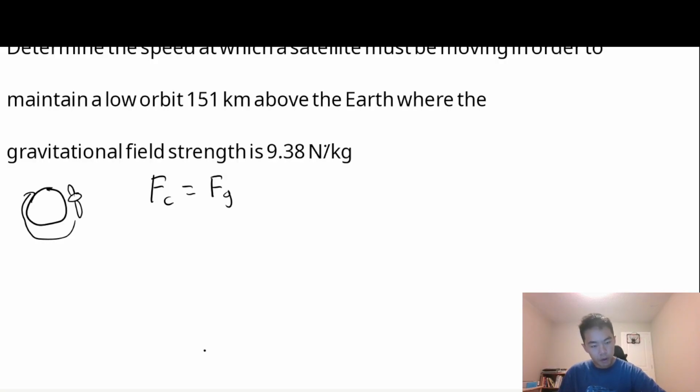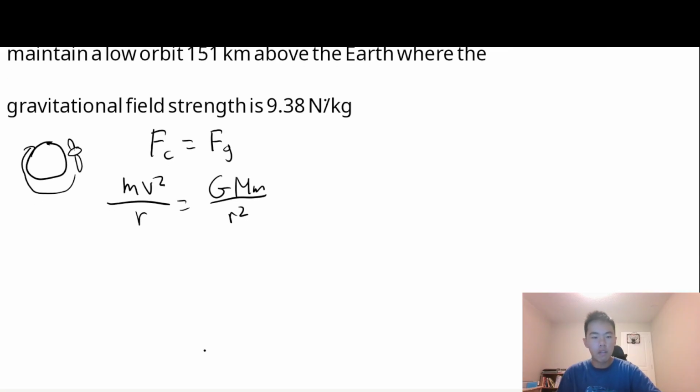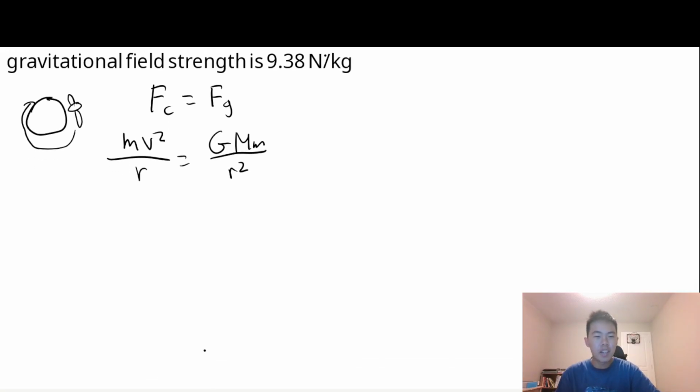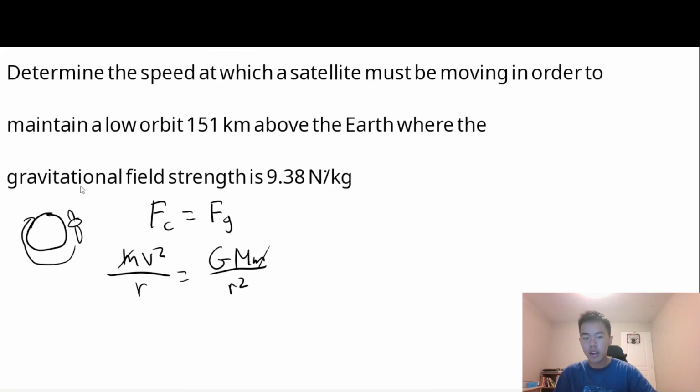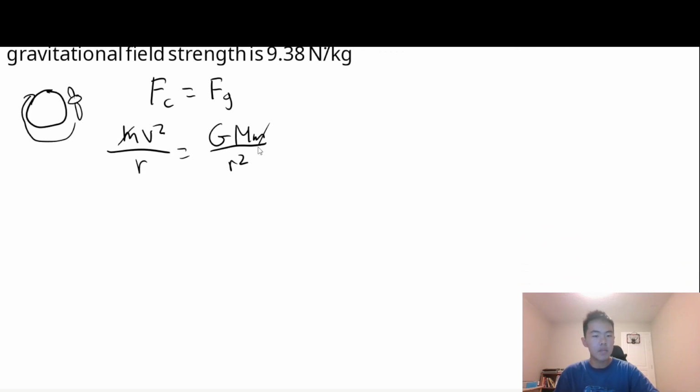So centripetal force is equal to mass times velocity squared over r, while this is equal to GMm over r squared. And there's a lot of letters. Might as well be English class. But we can cancel out the m. That's why they don't give the mass of the satellite, because the mass of the satellite doesn't affect the speed that it needs to move at. It doesn't matter.